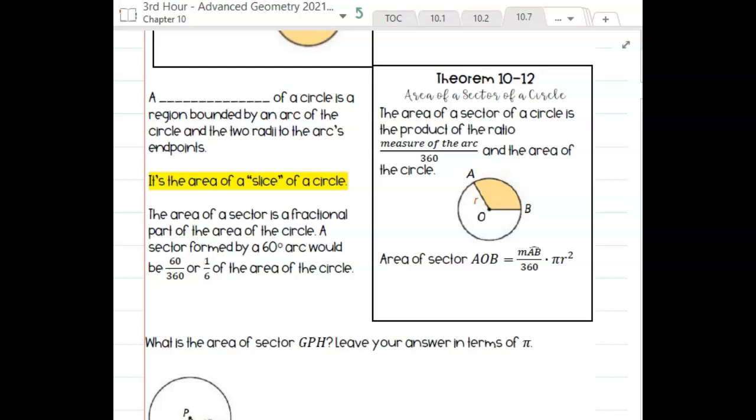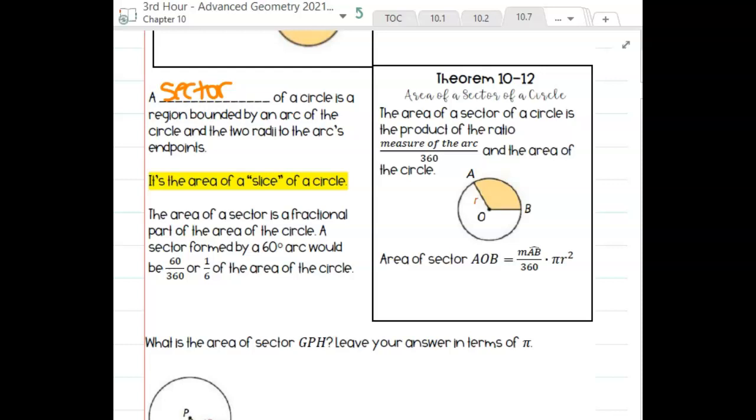Now, yesterday we were talking about arcs. Arcs are the actual outside of the circle. It's just like the line on the outside. That's an arc. What we're talking about today is the part inside the circle, the area. So when you're talking about an actual slice, the whole part of the circle, this is what is called a sector. So today we're finding areas of circles and areas of sectors of a circle.